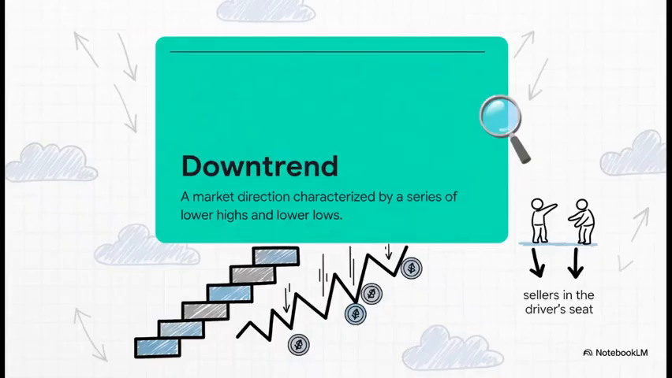And you guessed it, the exact opposite is a downtrend. The price drops, makes a new low, it might bounce back up a little, but then it falls to an even lower low. This is that same staircase, but now we're walking down it. And this tells you that, for now, the sellers are the ones calling the shots.